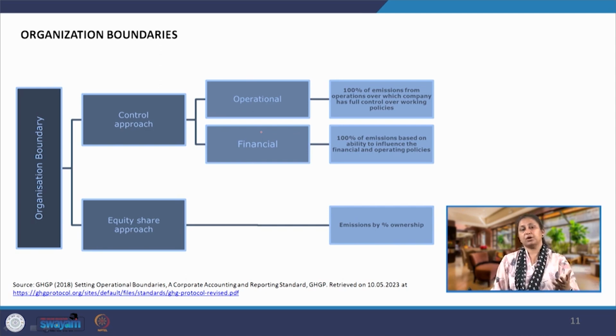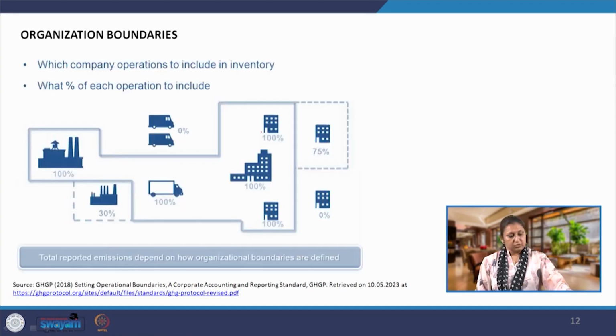So, depending upon the percentage equity, the ownership that is there, it will have the percentage of emissions accrued to the bigger company. So, right in the beginning, the company has to decide what all is part of its organization and what percentage is part of the operations and organization.